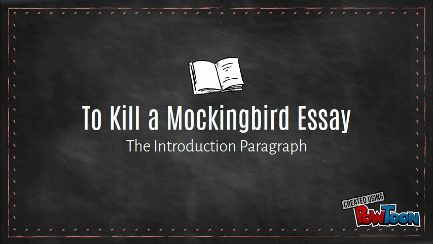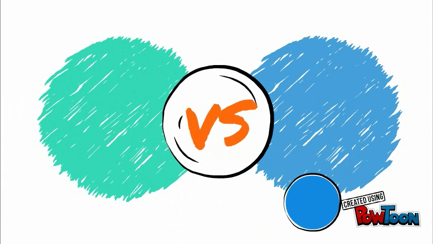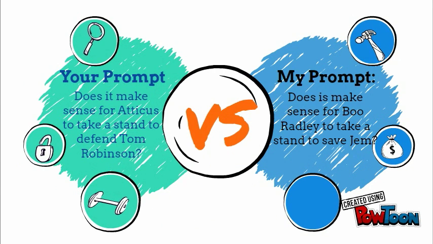So it's time to start your essay for To Kill a Mockingbird, and this video is going to help you with your introduction paragraph. Before we begin, I want to take a look at what your prompt is versus the prompt I'm going to write my essay on, because we're going to use different prompts. So your prompt is asking, does it make sense for Atticus to take a stand to defend Tom Robinson? And you'll base all of that on what you know of Atticus as a character.